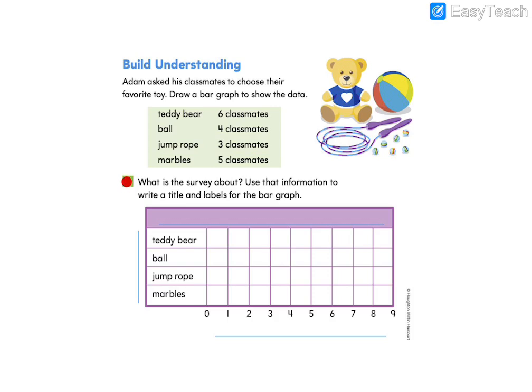The first thing we need to do is determine what was the survey about. We'll use that information to write a title and the labels for our graph. The survey was about people's favorite toy. So favorite toy will be our title.